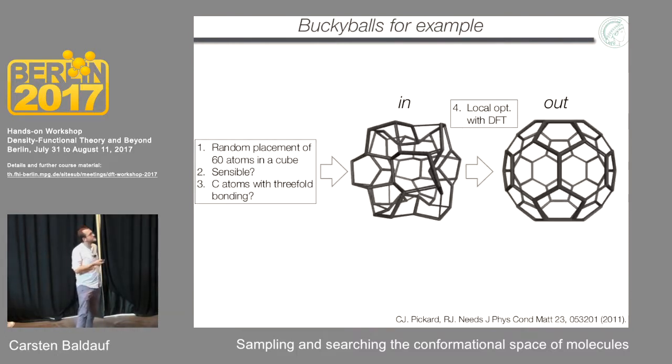No, but it seems to work. This is an example from their paper. This is one of these runs that they have performed by randomly placing 60 atoms in a cube, checking if they clash or not, and if the connectivities of the carbon atoms are making sense. So there are threefold connections of each carbon. They created such an input structure that one can easily, apparently, locally optimize into such a small C60 buckyball. So this is kind of the idea here.